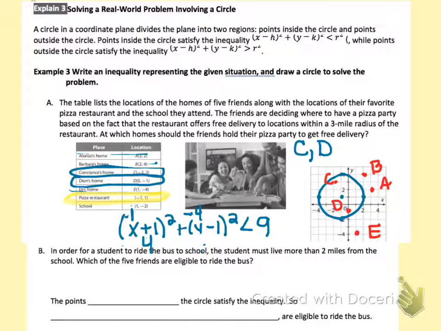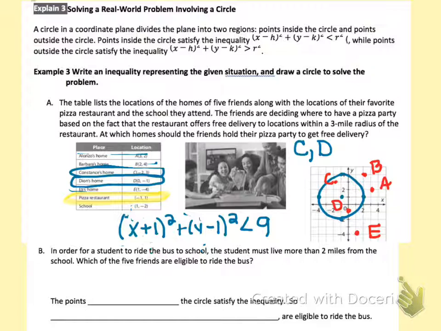Part B says, in order for a student to ride the bus to school, the student must live more than 2 miles from the school. Which of the 5 friends are eligible to ride? Okay, so basically they're saying that from where the school is, the center, they can only be 2 miles away. Now let's plot the school and figure out what that circle looks like.